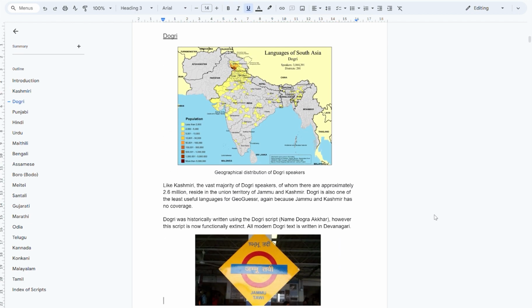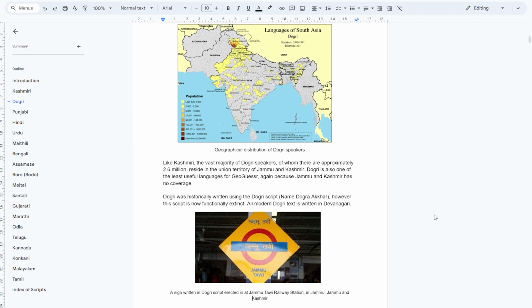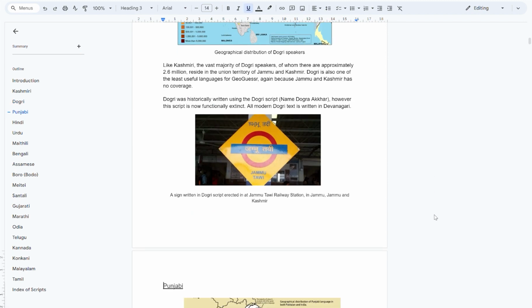The next language is Dogri. Like Kashmiri, the vast majority of Dogri speakers, of whom there are about 2.6 million, reside in the Union Territory of Jammu and Kashmir. Again, Jammu and Kashmir has no coverage. Also, Dogri was historically written using the Dogri script, Dogra Akkhar. However, that script's now functionally extinct.